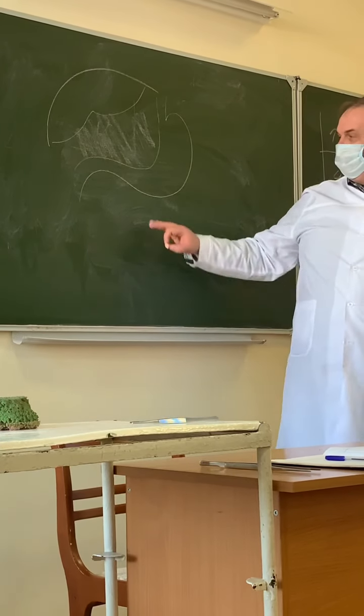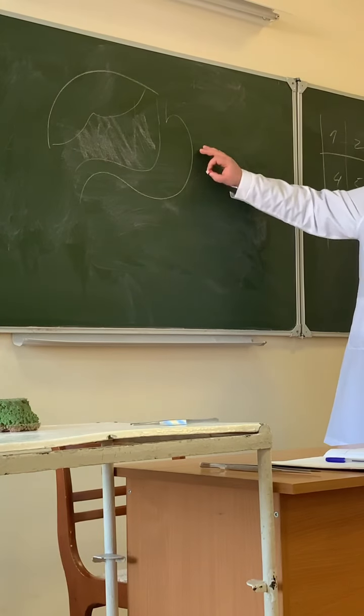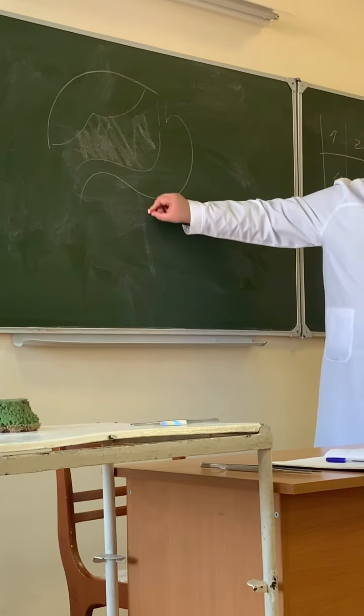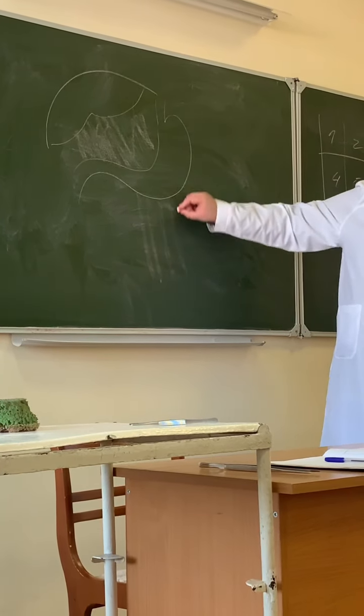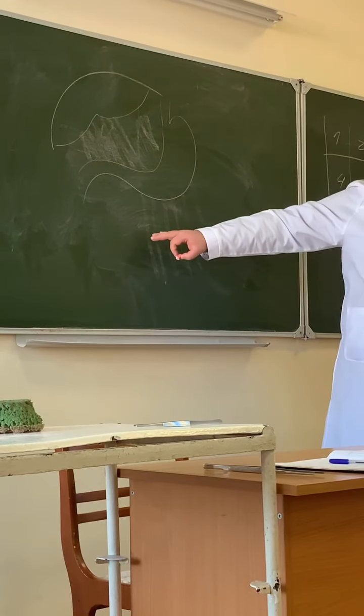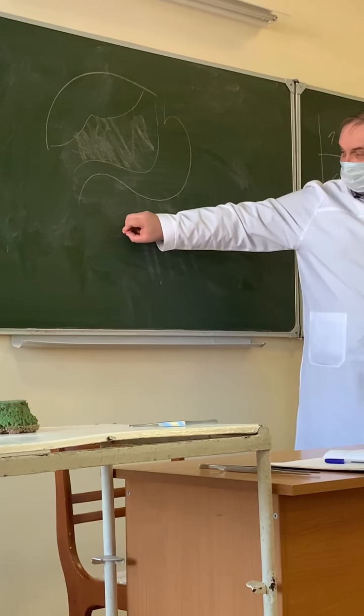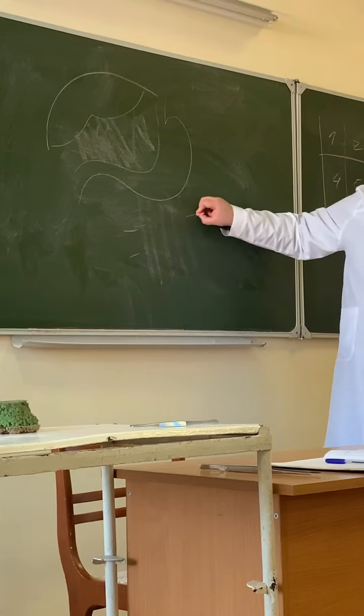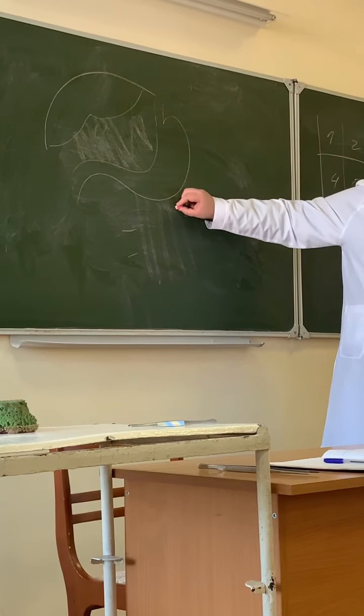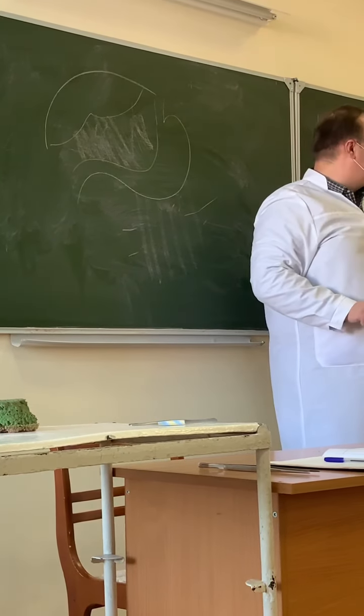And great omentum starts from greater curvature of the stomach and goes downward, attached to transverse colon, and in the space between transverse colon and stomach it is ligamentum gastrocolicum.